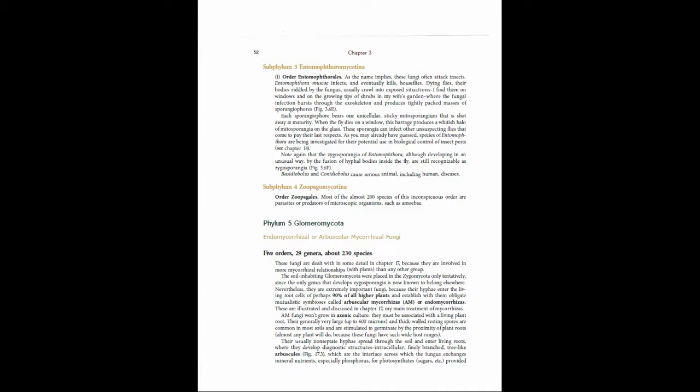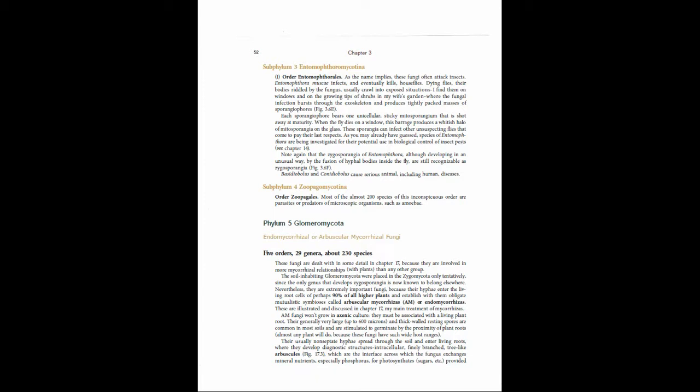AM fungi won't grow in axenic culture; they must be associated with a living plant root. They're generally very large, up to 600 microns, and thick-walled resting spores are common in most soils and are stimulated to germinate by the proximity of plant roots. Almost any plant will do, because these fungi have such wide host ranges.